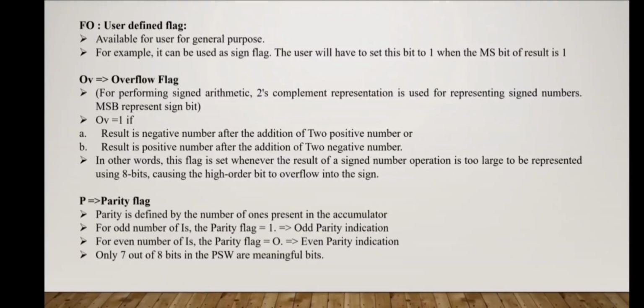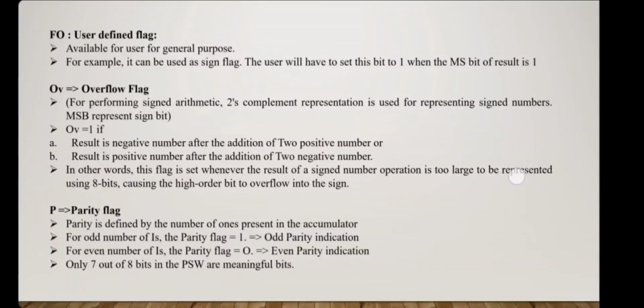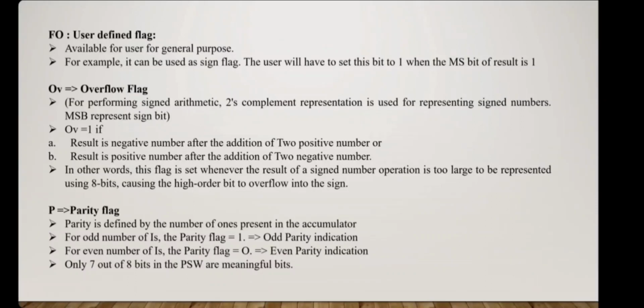This is a user defined flag available to the user for general purpose. For example, it can be used as a sign flag. Then the user will have to set this bit to 1 when the MS bit of the result is 1. Okay, so this is a user defined bit. So the user can define the use. If the user defines this bit as a sign flag, and the MSB of the result is 1, then it is set to 1. Okay, so it is a user defined bit.